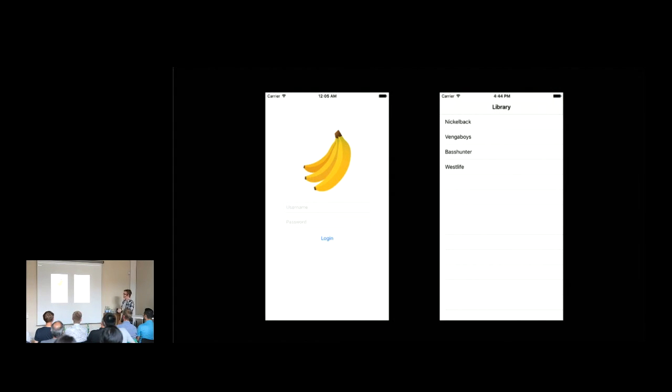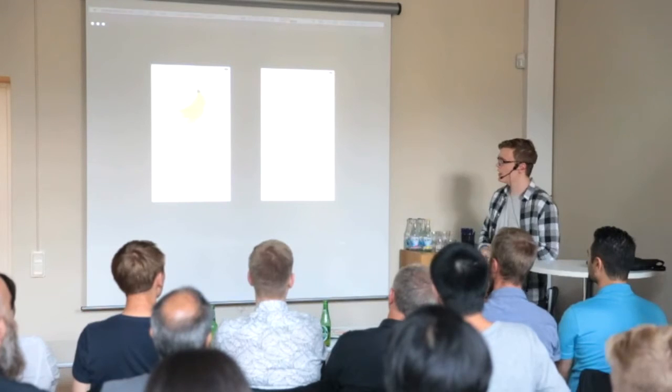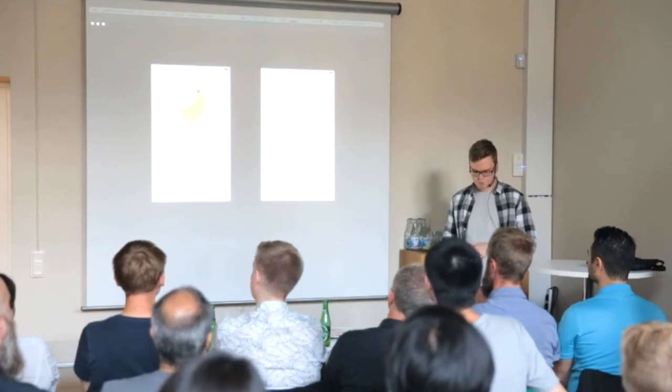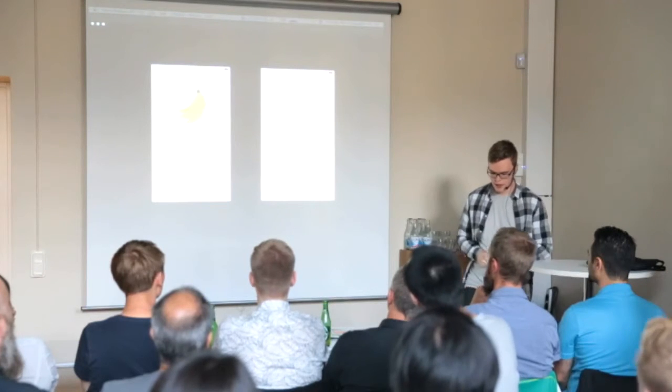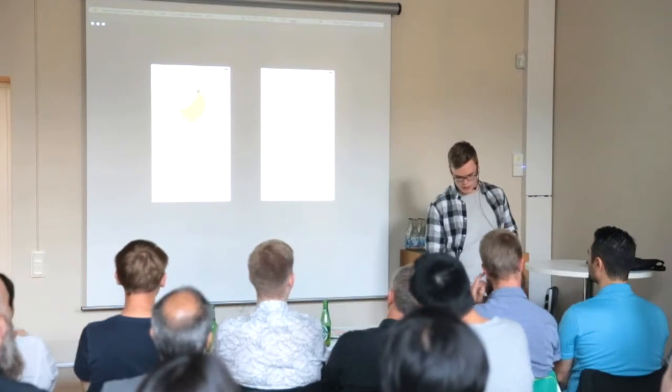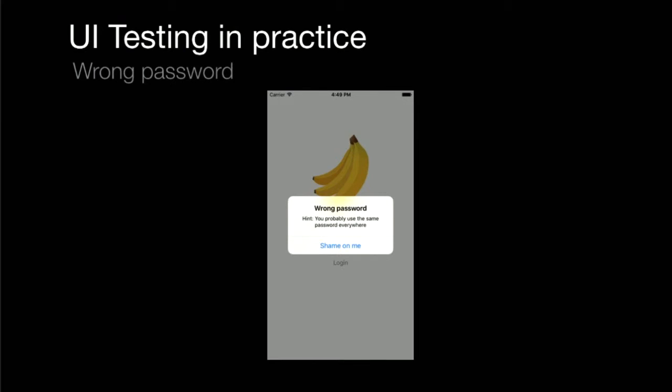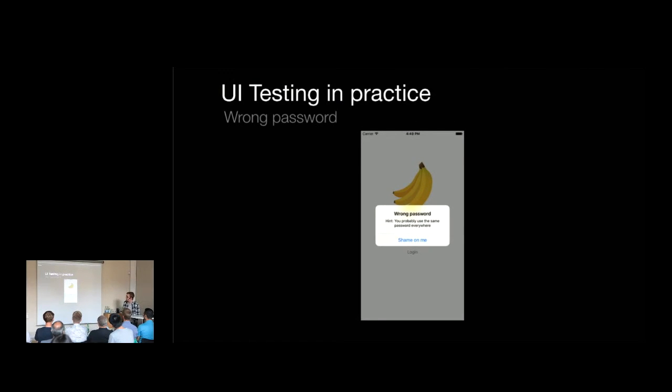So unfortunately, because I want to beat Apple, I have rushed this application a bit, which means that there are quite a few bugs in my application. So instead of doing a manual test, which is boring and I have to do it over and over again every time I make a new release, we're going to write some UI tests for this instead. Now, UI testing is really good for catching edge cases, the cases that you're not realizing there are issues with because you're not using them every day. So in this case, we're going to create a test for showing an alert when I input the wrong password. It's going to say, wrong password, hint, you probably use the same password everywhere, and the user has to press a button that says, shame on me.